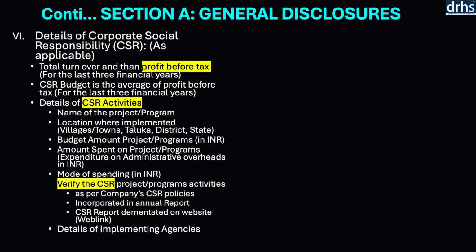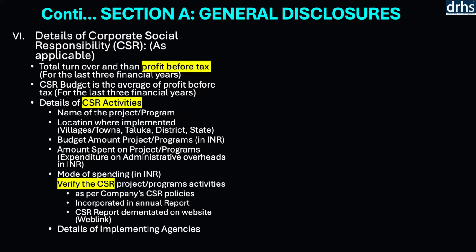Continuing from the previous slide for section A of the general disclosure, Part 6 describes the details of the activities being done under corporate social responsibility, asking total turnover and the net worth, and the average of the net profit before tax for the last 3 years in INR, computed under Section 198 and adjusted as per Rule 2(1)(f) of the Companies CSR Policy Rules, 2014.